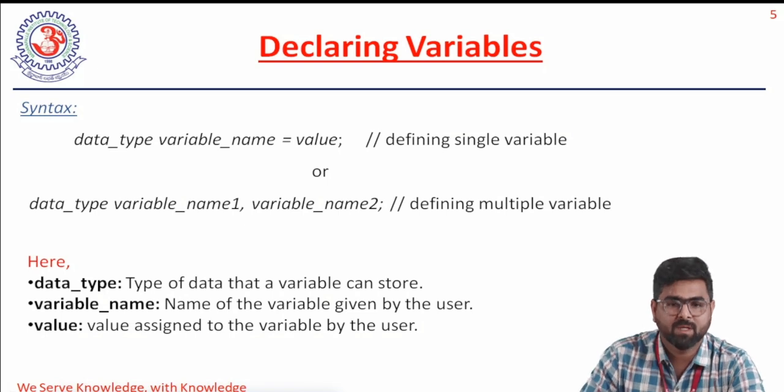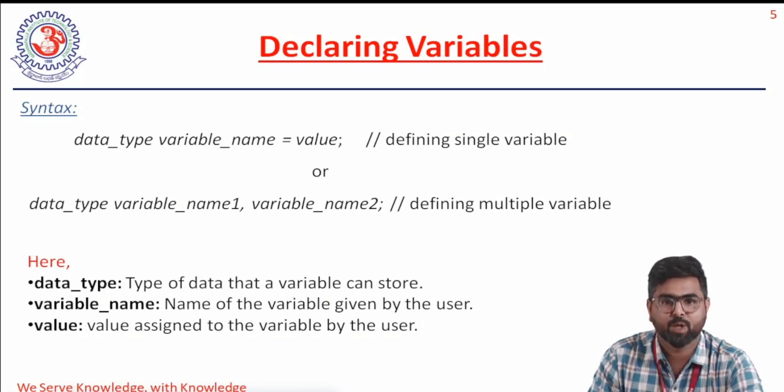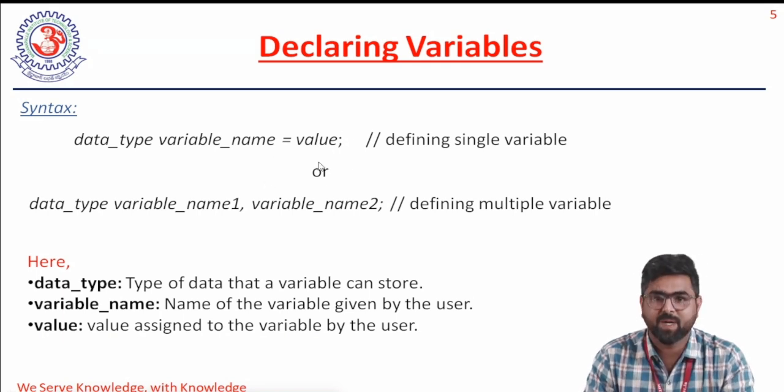Now coming to the syntax for declaring a variable. When you declare a variable, first we need to specify the data type, then the variable name, and then the value you are going to assign. You can give the same thing here itself. Let me take one example here.